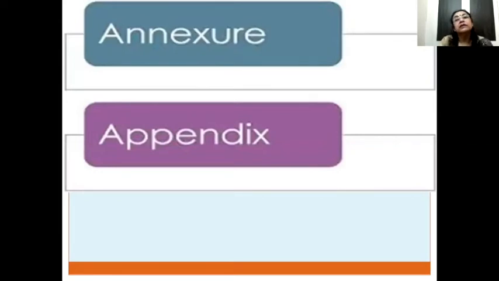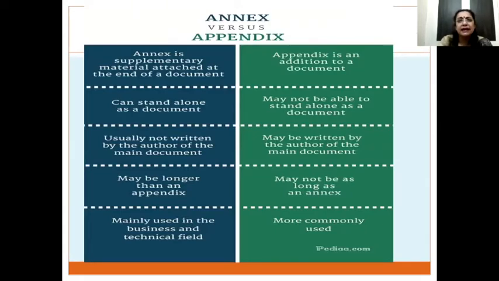Sometimes students ask me what is the difference between an annexure and an appendix. While they are almost the same, let's take a look at this. An annexure is supplementary material attached at the end of the document, whereas an appendix is an addition to the document. The annexure could actually be a standalone document, but an appendix may not be able to stand alone as a document. For example, if you're using a questionnaire, this would be an appendix. So it's only a sample questionnaire. The actual filled out questionnaires are going to be with you, and the data that you analyze is going to be from those. So this is not a standalone document. It is a sample of what kind of questionnaire you have used.